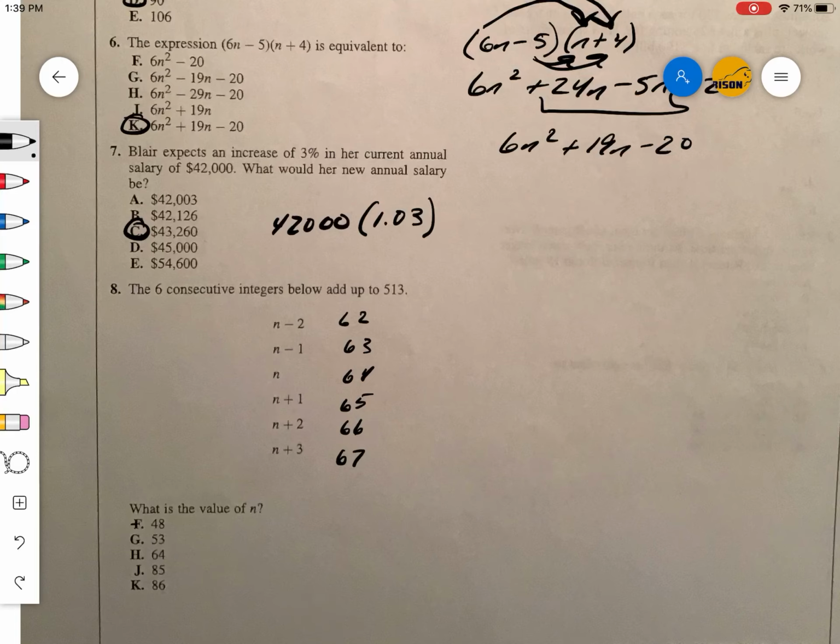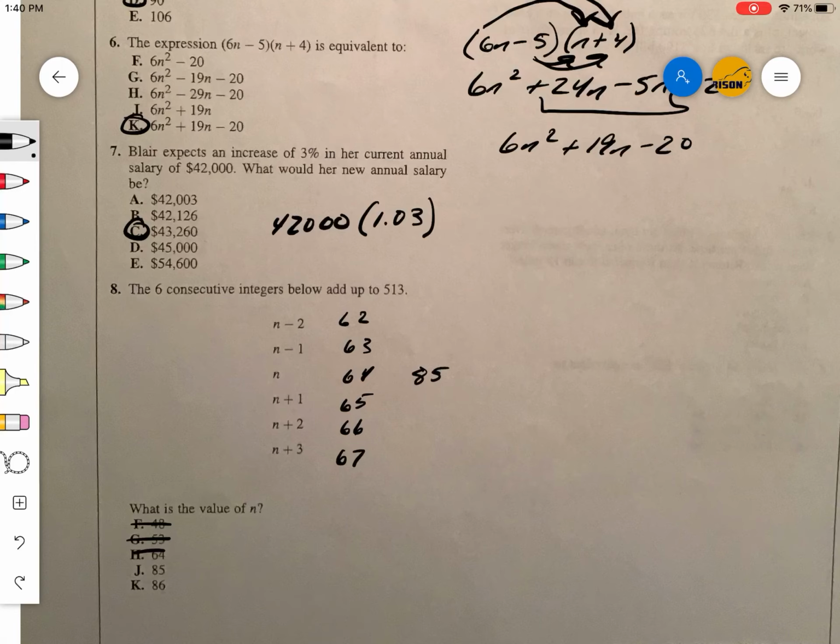That's way too low. So I definitely know it couldn't be 48. I definitely know it couldn't be 53, because I'm way too low. 62, 63, 64, 65, 66, 67 is over 100, almost 150 too low. So let's jump up to 85.